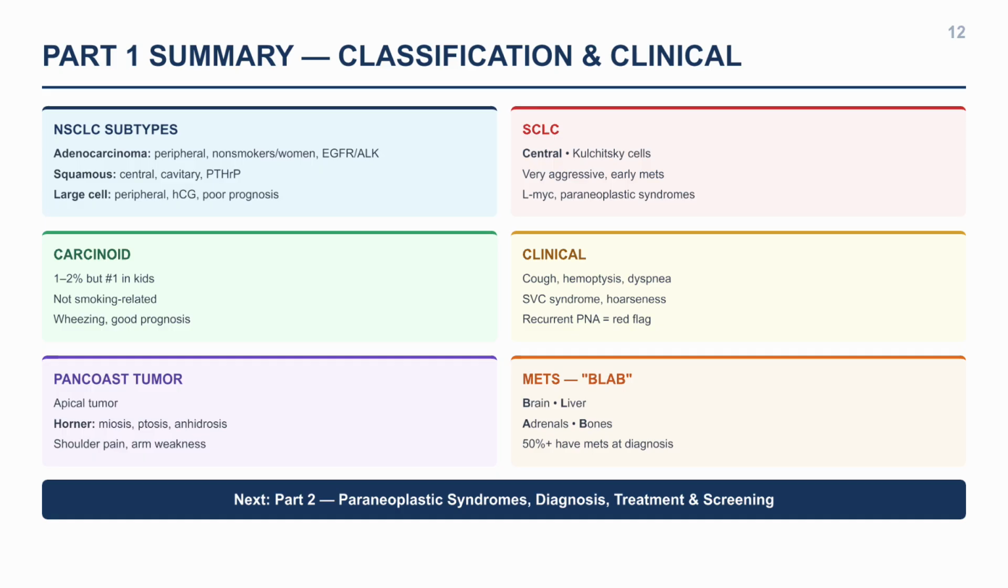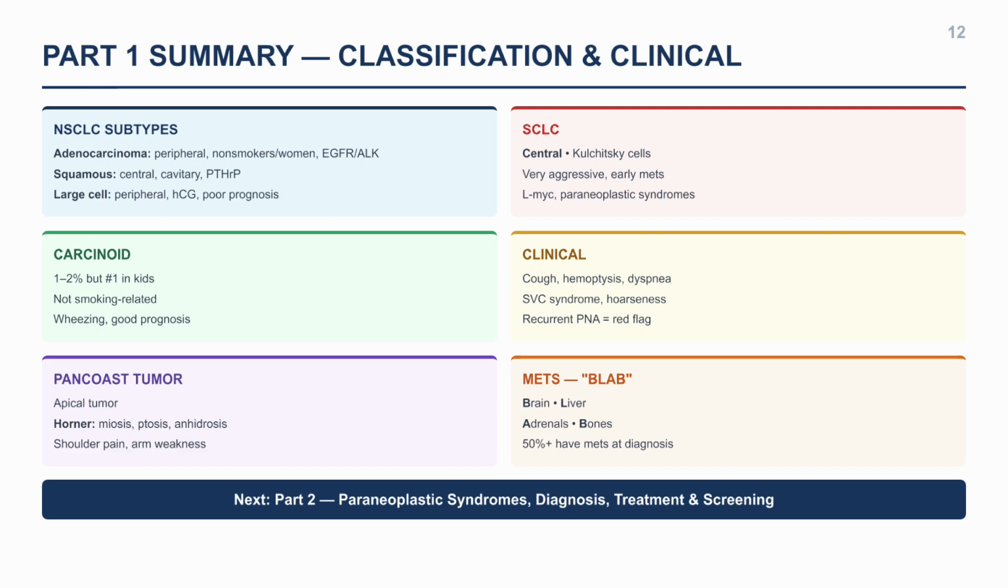Let's wrap up Part 1. Classification: non-small cell lung cancer is 85% of cases and includes adenocarcinoma, squamous cell, and large cell. Small cell lung cancer is 15% and very aggressive. Adenocarcinoma is peripheral, most common in women and non-smokers, with EGFR, ALK, and KRAS mutations. Best prognosis among non-small cell types.